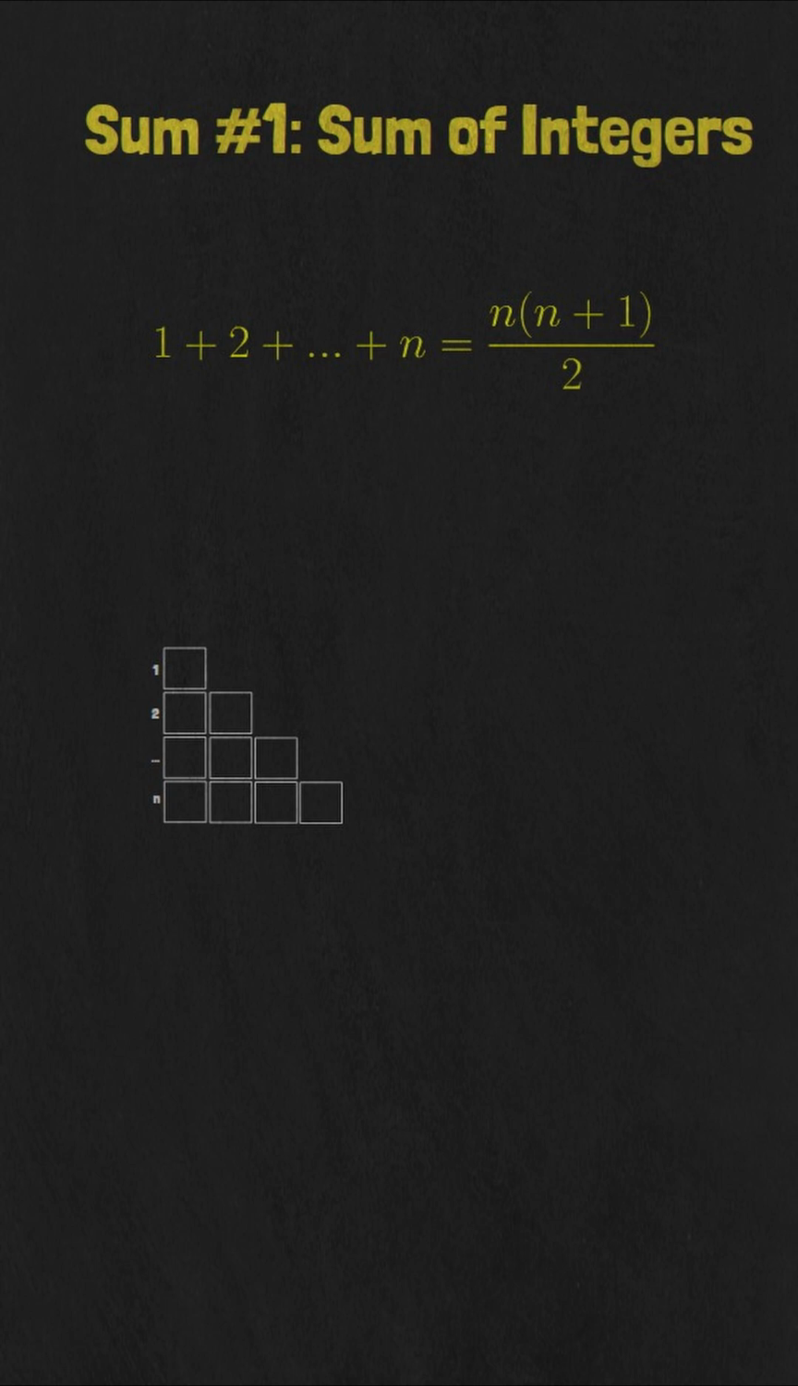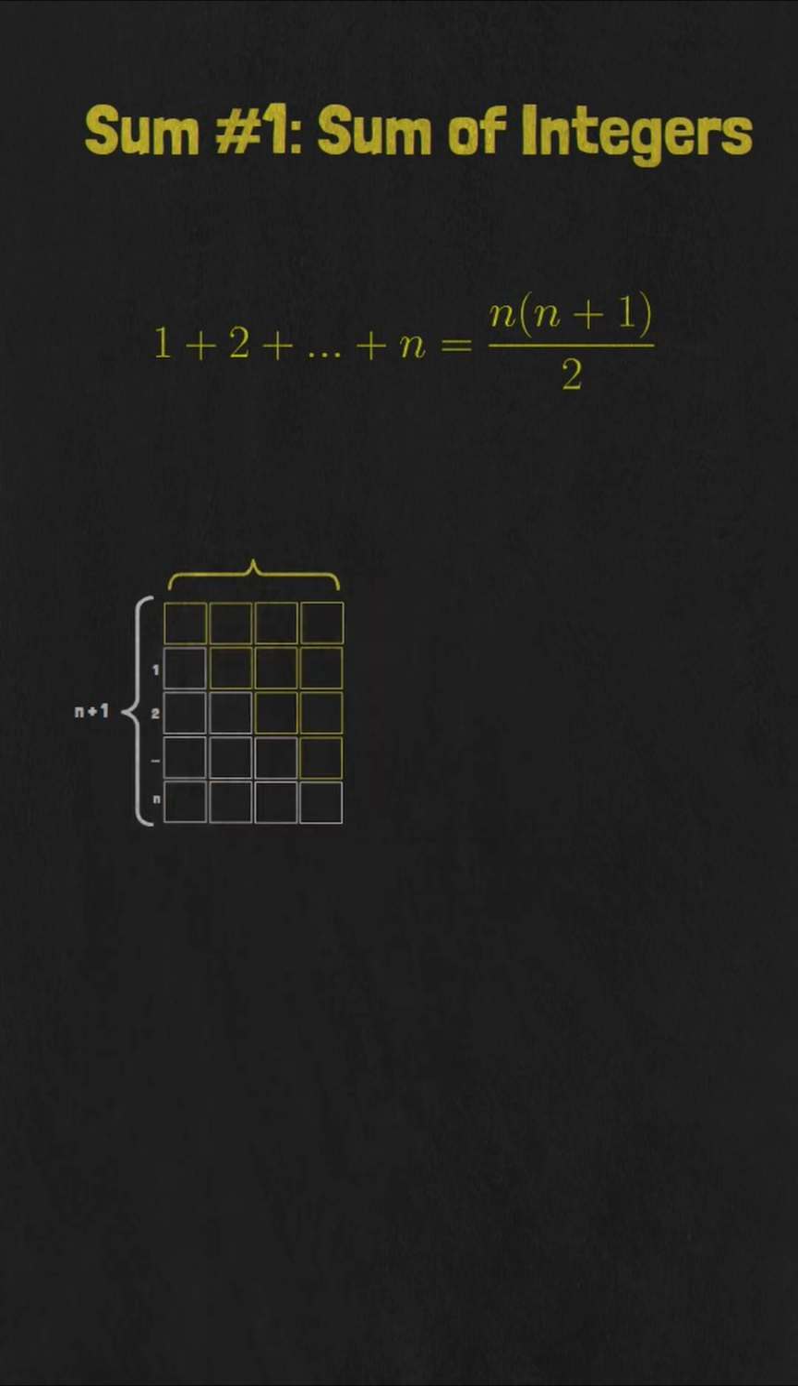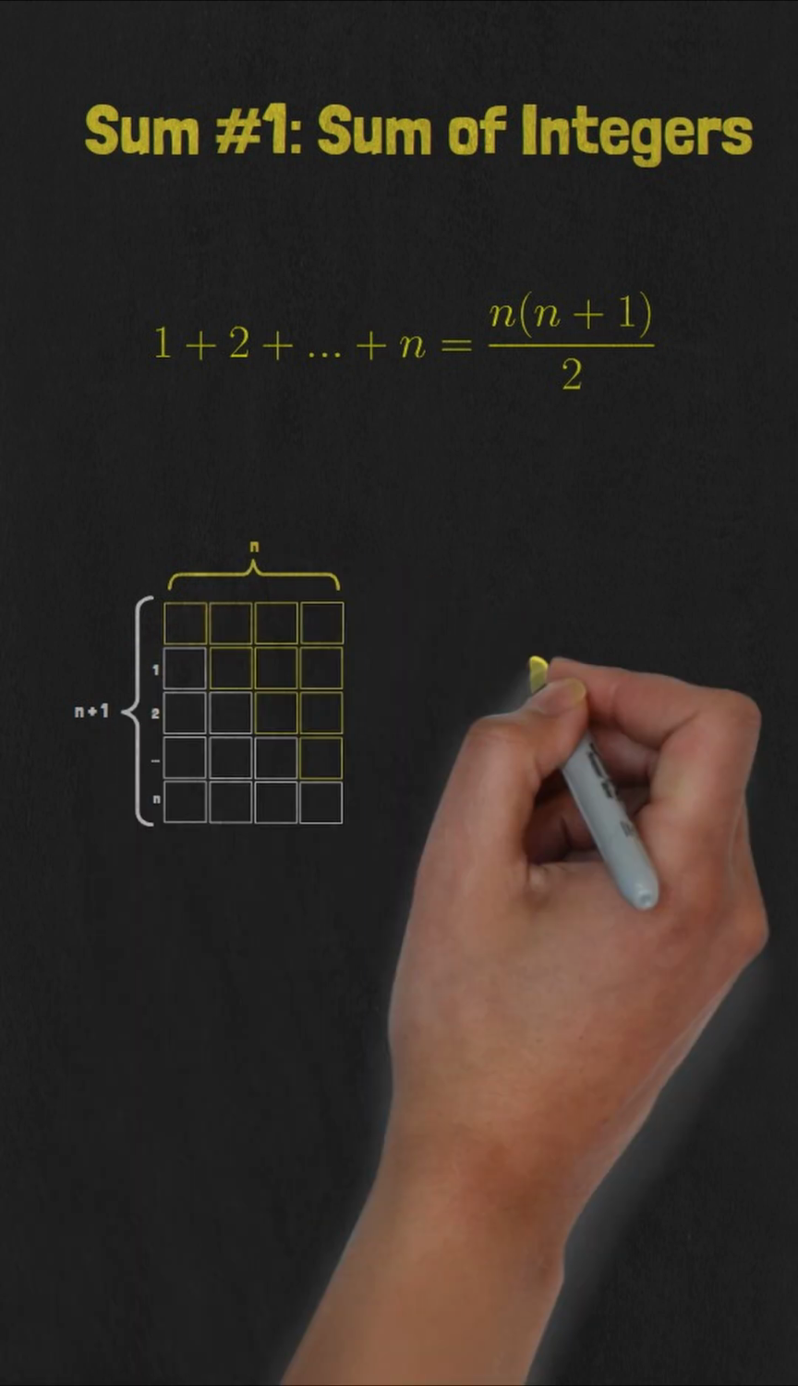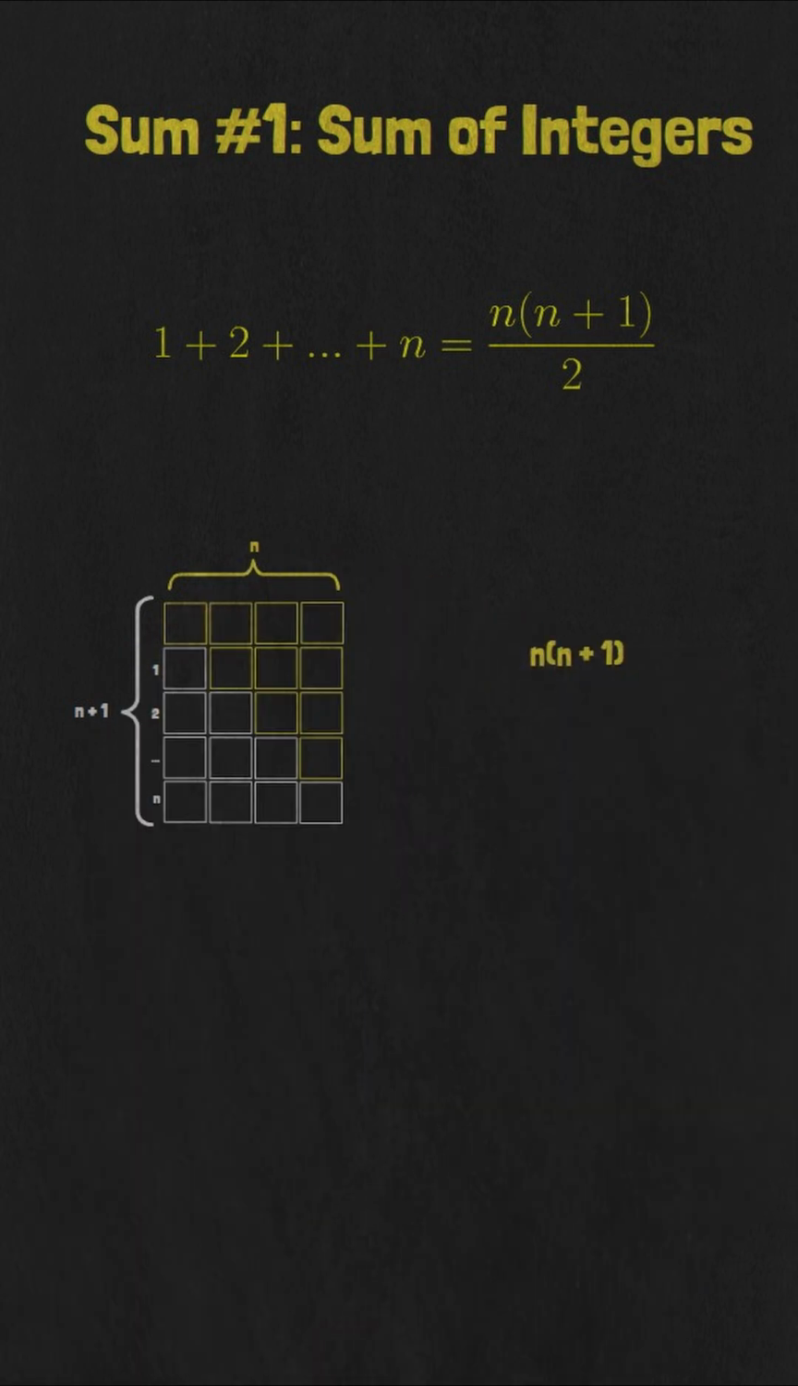Notice that if we draw those squares in reverse, like this, we obtain a perfect rectangle of height n plus 1 and of width n. So the area of that rectangle is n times n plus 1, and since we have 2 times the amount of rectangles we need, we can conclude that the sum of integers from 1 to n is n times n plus 1 divided by 2.